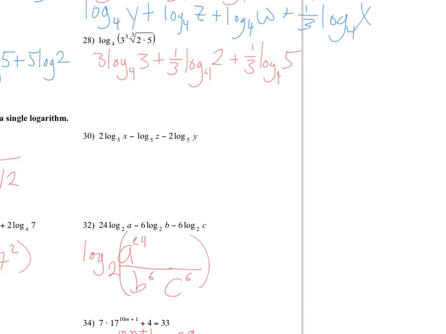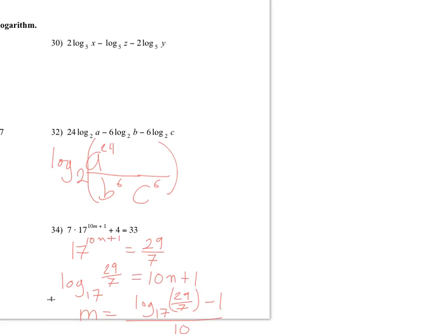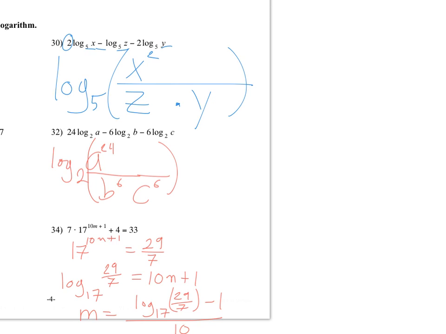For number 30, we've got to go the opposite direction and do some condensing. I'm going to set this up with my log at base 5, nice big parentheses with a fraction bar in the middle. Positive things are going up top, so we've got x to the power of 2, so x squared. Nothing else is positive. Negative things go on the bottom. That's going to be a z and a y to the power of 2. And at that point, you're done.